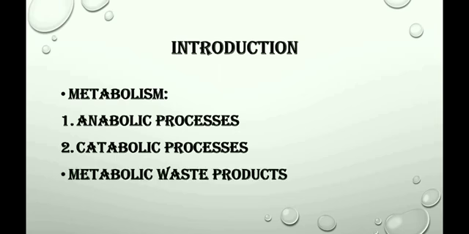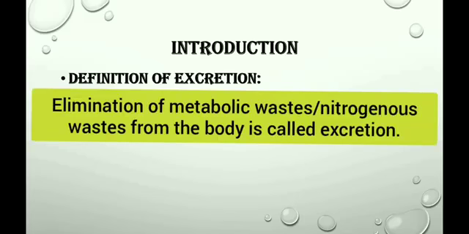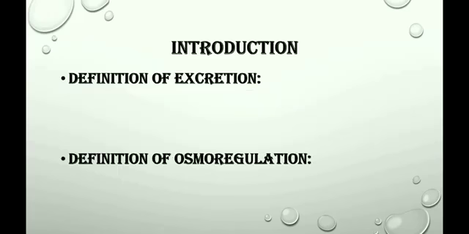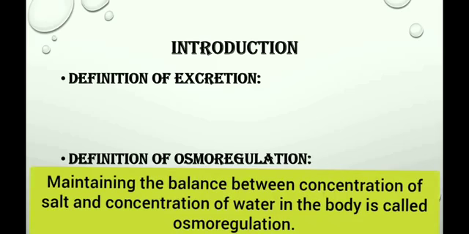Now, if we know what a metabolic waste product is, we can come towards the initial question which was in your mind: what is excretion, what is osmoregulation. Let's start with that. In order to define excretion, you can say that elimination of metabolic waste or nitrogenous waste from the body is called excretion. Then the second question was what is osmoregulation. So the definition is somewhat like: maintaining the balance between the concentration of salt and the concentration of water in the body is called osmoregulation.